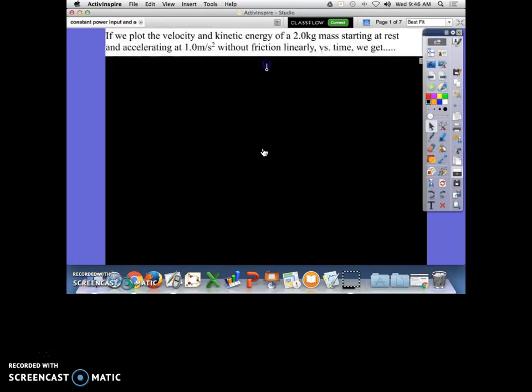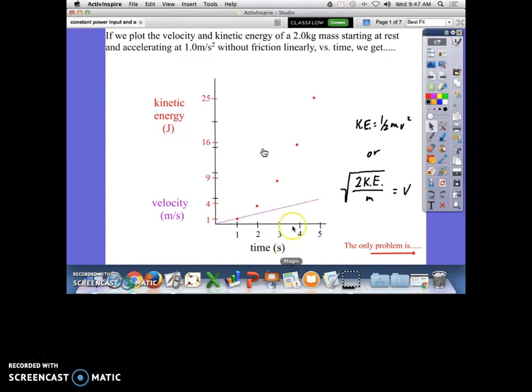If we plot the kinetic energy and the velocity of a 2 kilogram mass that starts at rest and accelerates at 1 meter per second squared without friction and linearly versus time, we get this. Now I used a 2 kilogram mass because kinetic energy is 1/2 mv squared. If I put a 2 here for m, then that falls out. I've got a 1, and kinetic energy can be directly related to velocity.